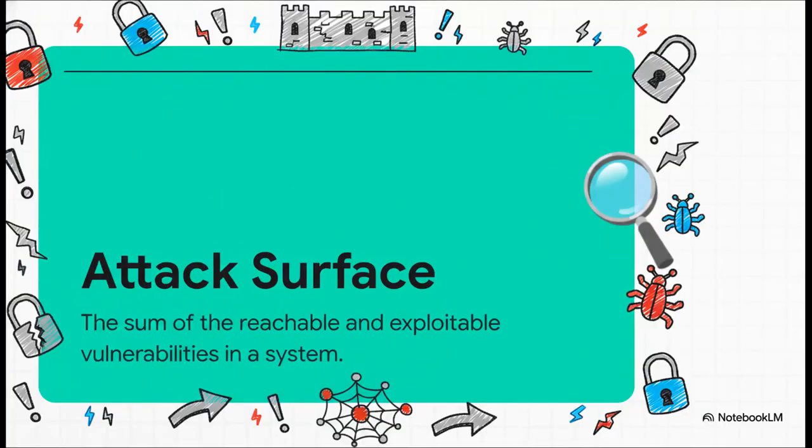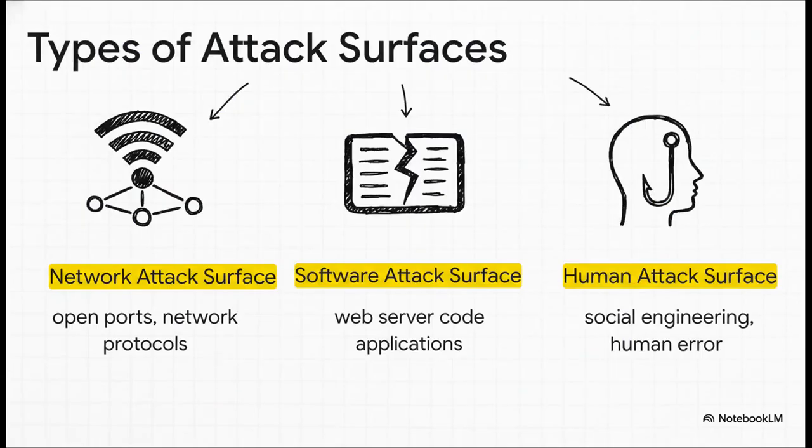And here's the more official definition. Your attack surface is basically the grand total of all your potential weak spots. It's the sum of every single vulnerability that an attacker can actually get to and try to take advantage of. And we can break this down into three main categories. First up, you've got the network attack surface. Think of things like open ports on a server or weak Wi-Fi protocols. Then there's the software attack surface, which covers bugs or flaws in the actual code of your apps and websites.